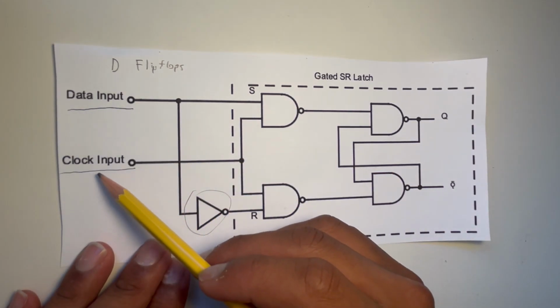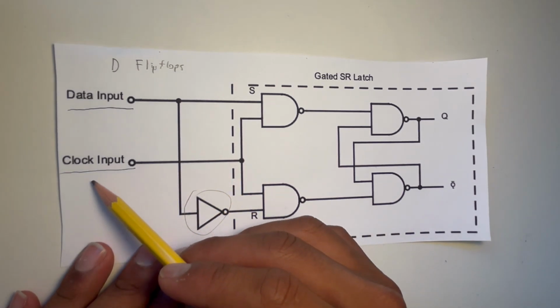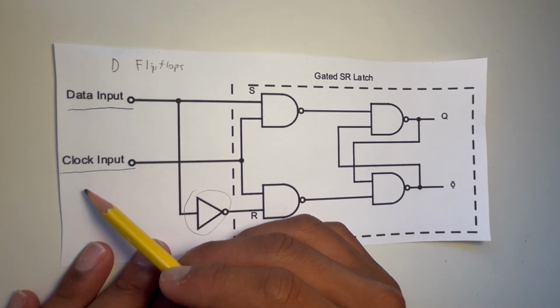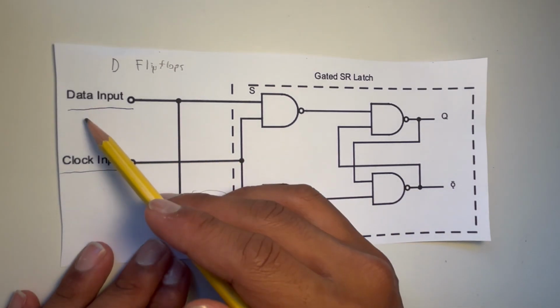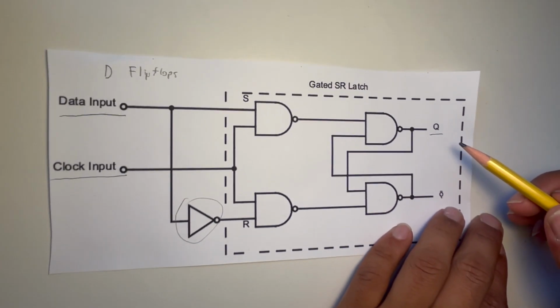Since the clock signal is attached to the enable input of the gated SR latch, the output only responds when the clock input is on its rising edge, or high. This effectively stores the value presented on the data pin to Q when the clock signal is high.